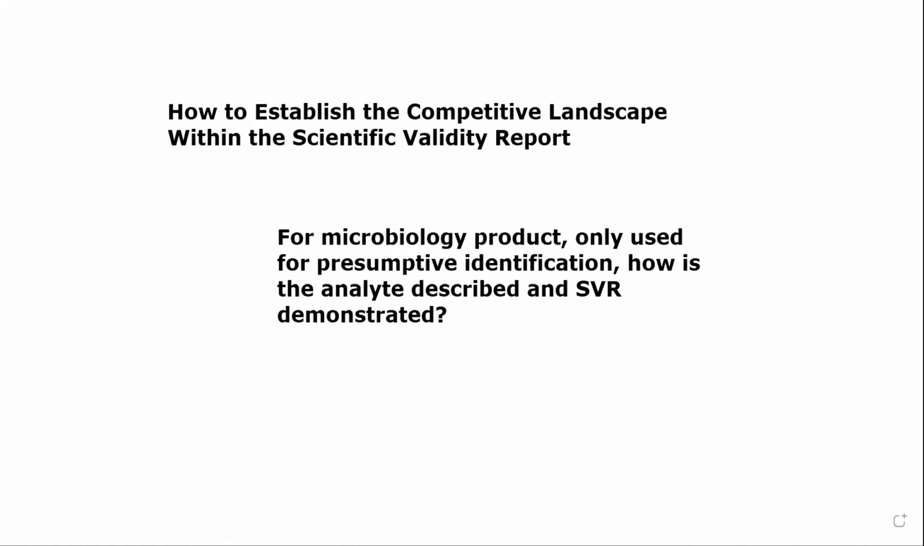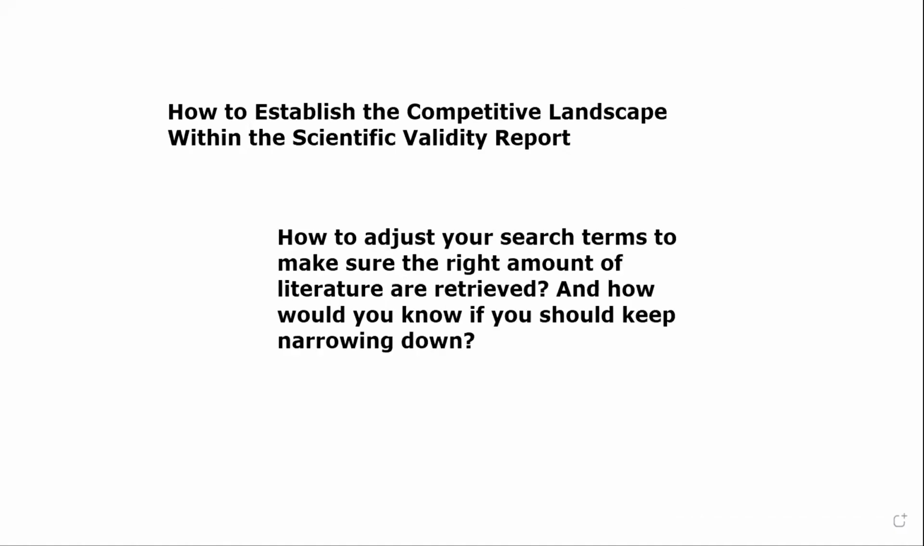All right, thank you. We have time for one last question. So here it is. How do you adjust your search terms to make sure the right amount of literature is retrieved? And how would you know if you should keep narrowing down? I think a lot of this will come back to experience. In our instance, we will go back and forth quite a bit with our librarian to really hone in on what's a reasonable amount of literature that you want to screen.